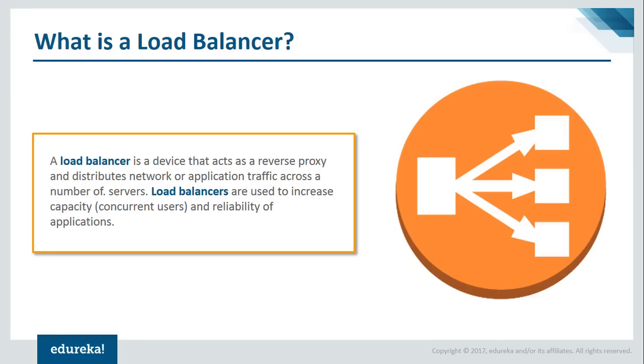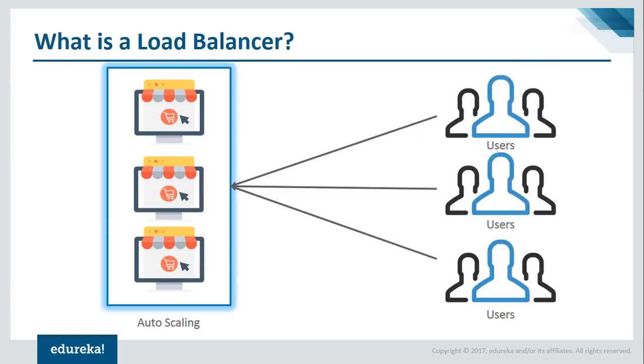So like I said, a load balancer is a device that acts as a proxy and distributes network or application traffic across a number of servers. Now, I've been saying repeatedly that your traffic is distributed equally among the servers, right? But in a few moments, I'll tell you that there is one more way of distributing your traffic.